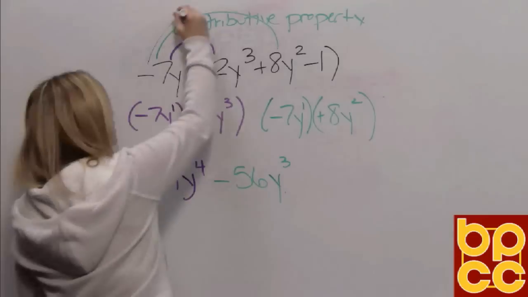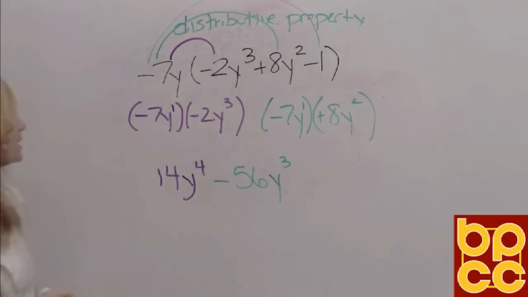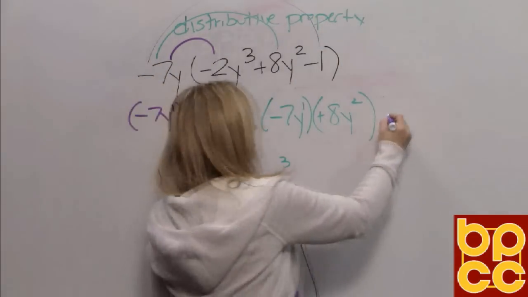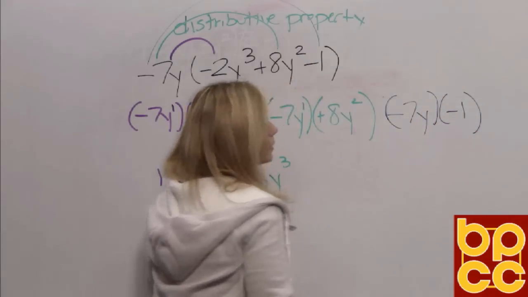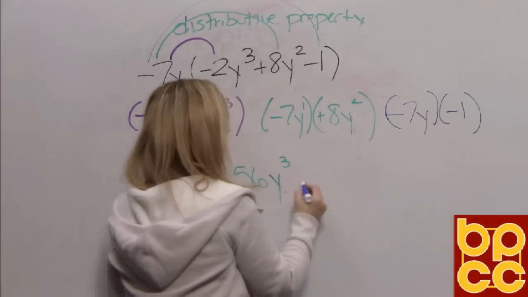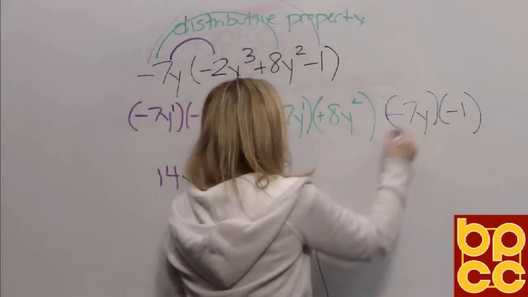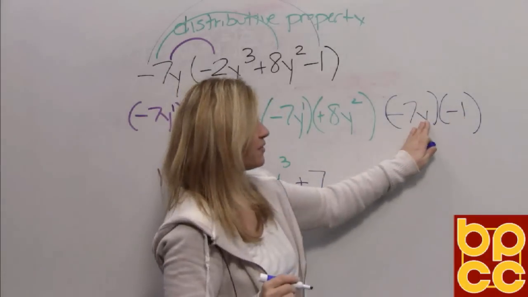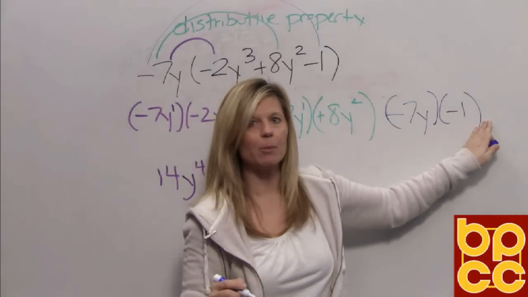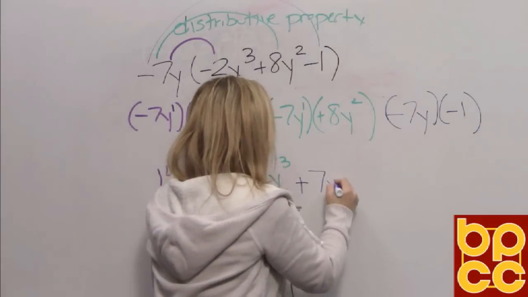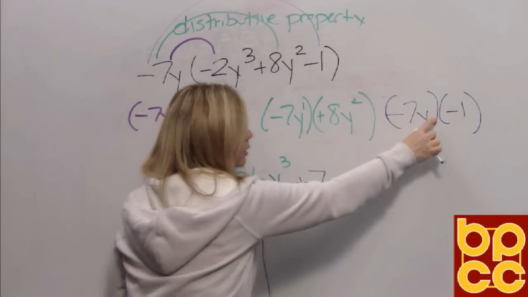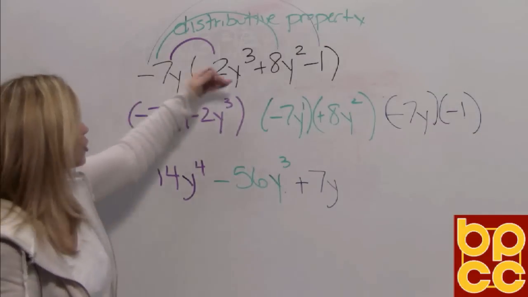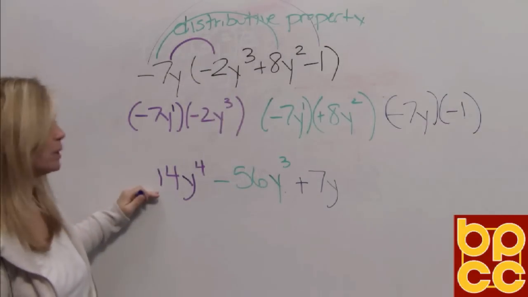We have to take our negative 7y and multiply it to our negative 1. So we have negative 7y times negative 1. Well, a negative times a negative is a positive. 7 times 1 is 7. This variable y does not have a variable to multiply by with, so you just bring it along for the ride. Now, you don't need to show this work. We're assuming you can distribute in your head, and this would be your answer.